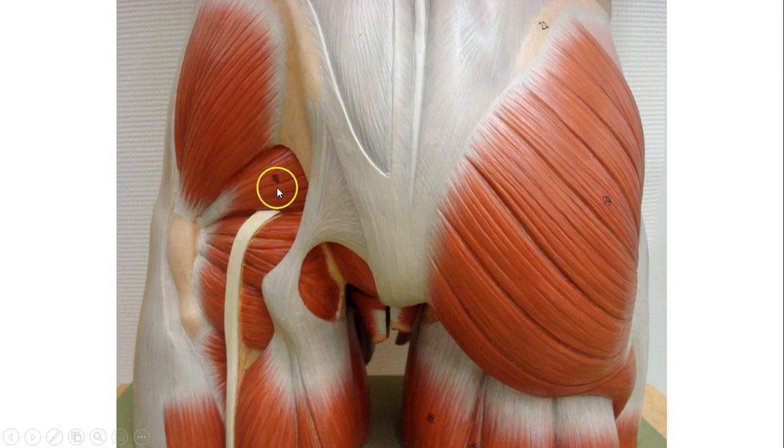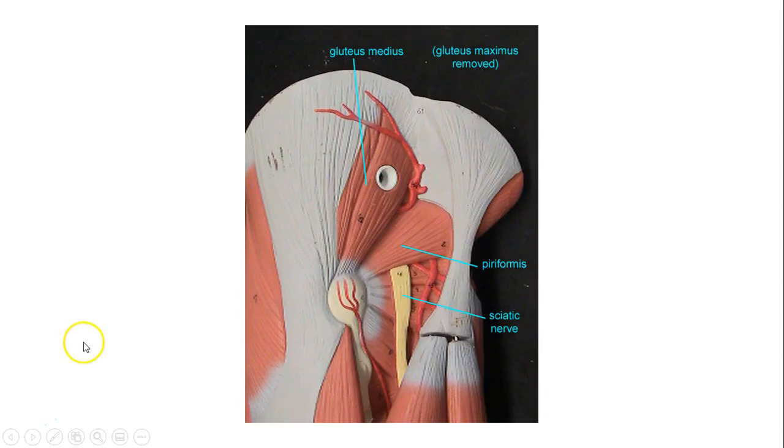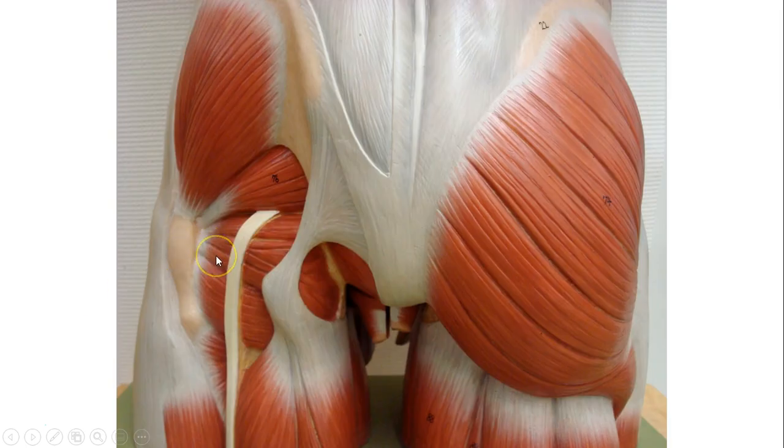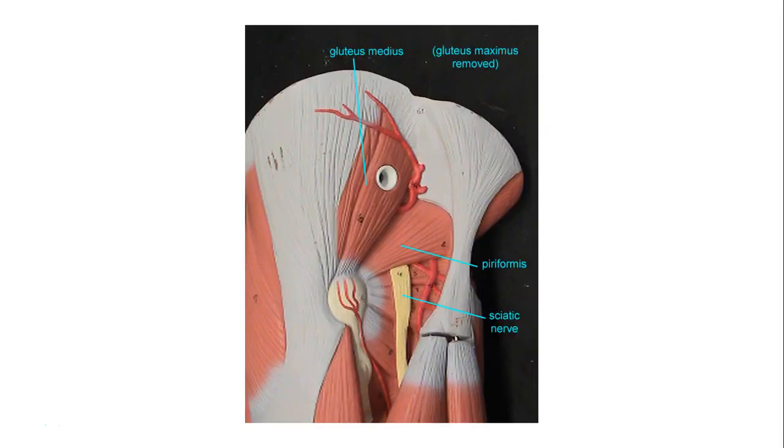piriformis, right? That's your sciatic nerve. Remember I said on the model it's kind of easy because that sciatic nerve comes from right in between that piriformis and here. I'm not too crazy about the way they did this, but that's going to be your obturator internus right here. That's your superior gemellus, and then that would be your inferior. Well, there you go. That would be your inferior gemellus. Remember, gemellus means twin. This looks a little better.